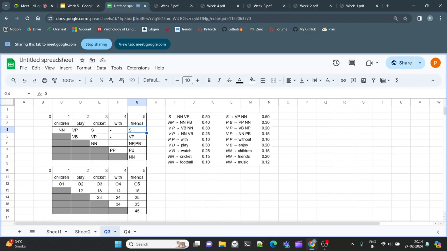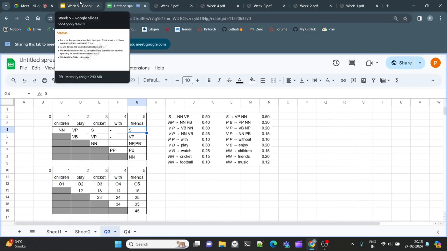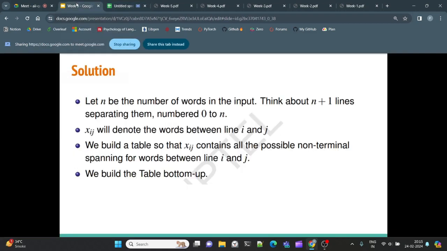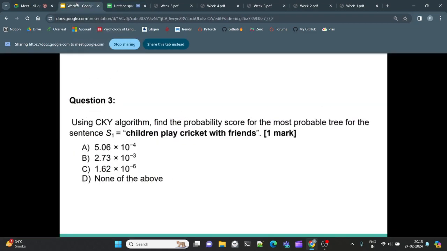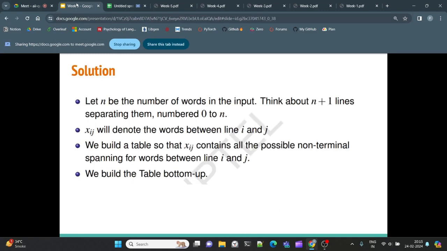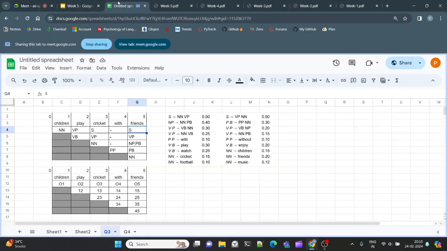So this was the CKY algorithm, how we proceed with it. Now the thing that was asked is to find the probability score. For the probability score, I think what was done in the video lectures was, as we are computing the CKY algorithm, we can keep on computing the probability score. So that also you can do.